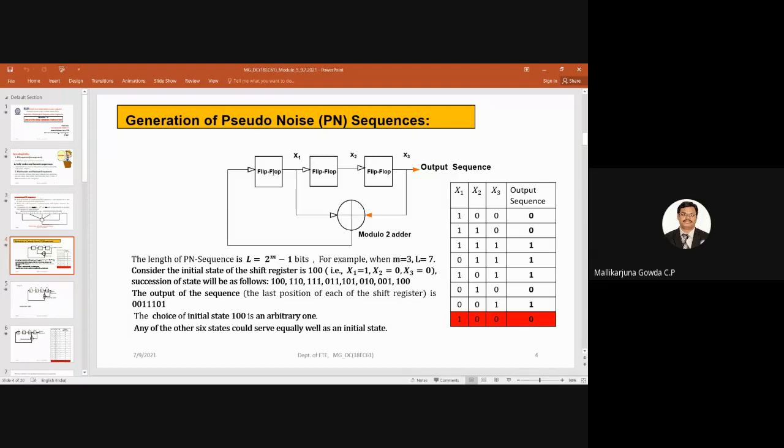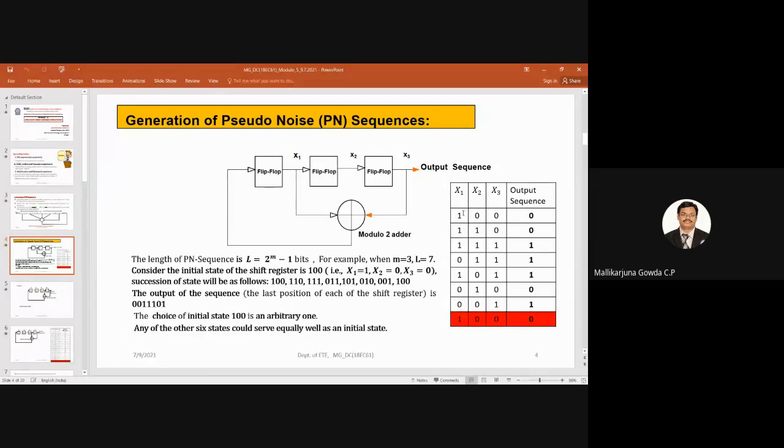Now, the output of flip-flop 1 is 1, right? And that is XORed with 0. So 1 XOR 0 will be 1. Now that will be fed as input of flip-flop 1. Means now the content of the flip-flops will be 1 1 0. Hope you're understanding that. Whatever was in flip-flop 1 has been shifted to flip-flop 2, and whatever was in flip-flop 2, 0, has been shifted to flip-flop 3, and whatever was in flip-flop 3 has been shifted out, right?